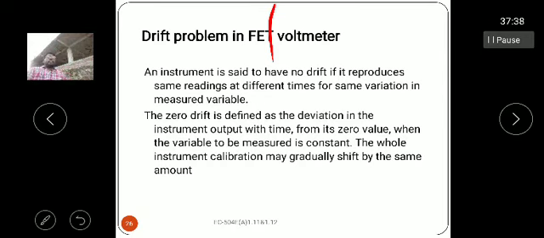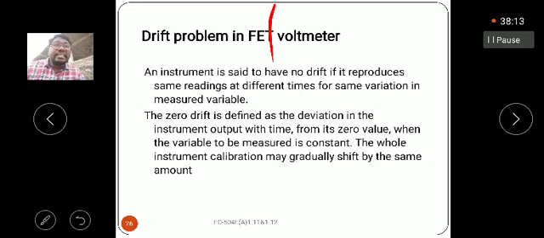The drift problem in the FET voltmeter. An instrument is said to have no drift if it reproduces the same readings at different times for the same variation in the measured variable.